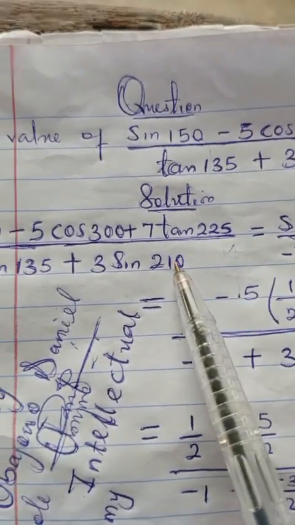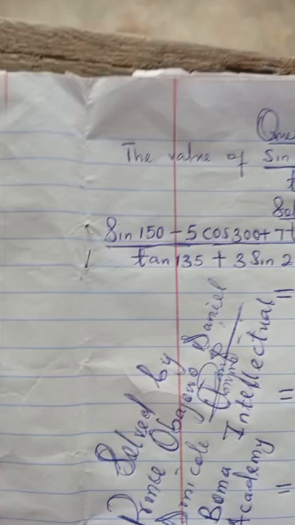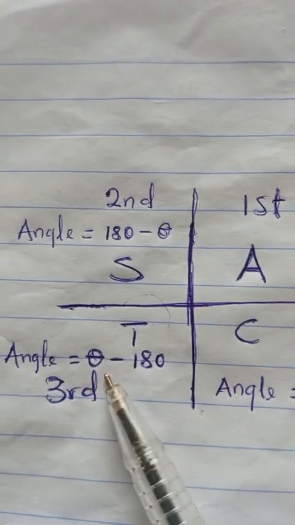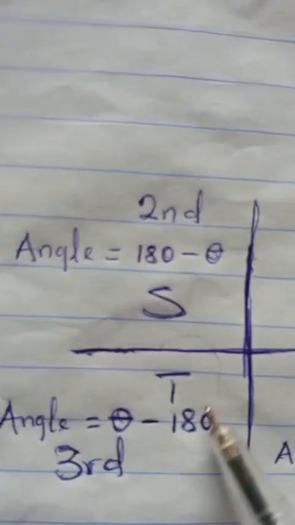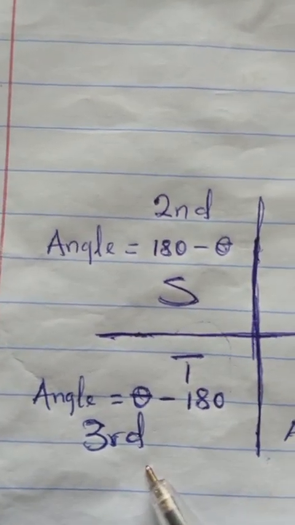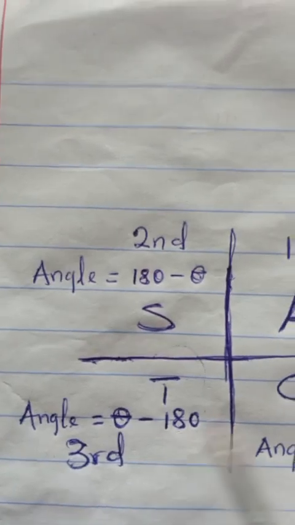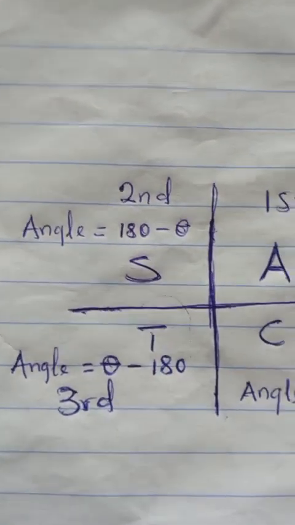Now, let's go to the last one here, which is sine 210. Now, 210 lies within the angle 180 and 270, which means 210 lies in the third quadrant. Now, to simplify 210 to an angle that actually lies in the first quadrant, we need to use this formula for calculating the angle found in the third quadrant. That is theta minus 180. Now, what is our theta here? We have 210. So, subtracting 180 from 210, you get what?